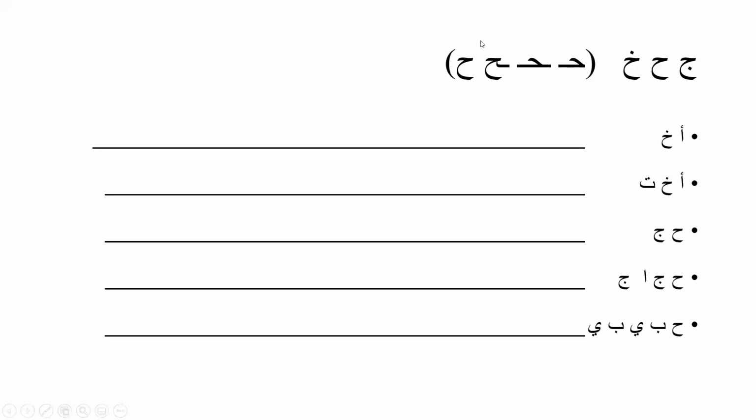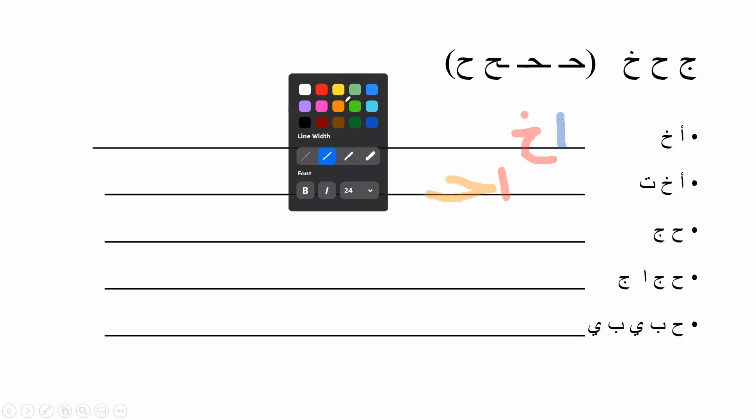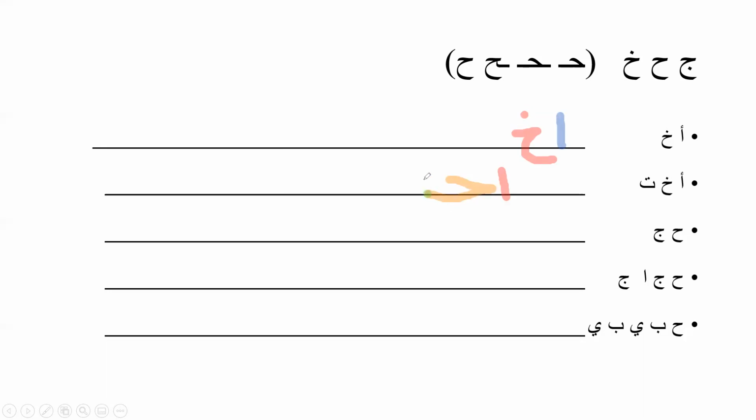Here are some practice words. So the first one is alif kha. Here is my alif. Here is my kha. Akh means a brother. Brother. Akh. Then alif kha ta. Ukht, sister. Alif, kha, ta. Ukht.